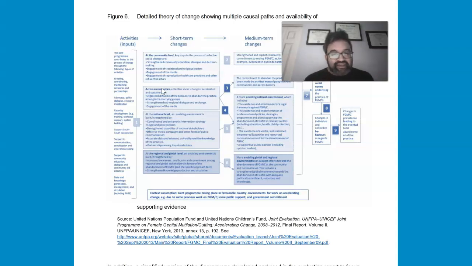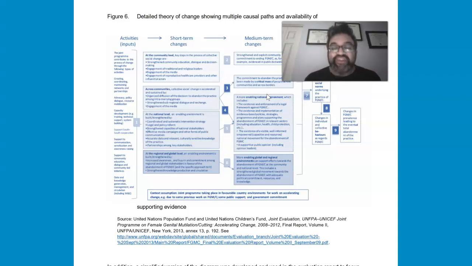At the national level, what is needed is an enabling environment, which is built by strengthening coordinating systems, intervention strategy, policy reform, and legal reform, and capacities that strengthen national stakeholders, media campaigns, etc. And then, of course, at the global level, there's a specific approach that's needed for the production and circulation of knowledge.